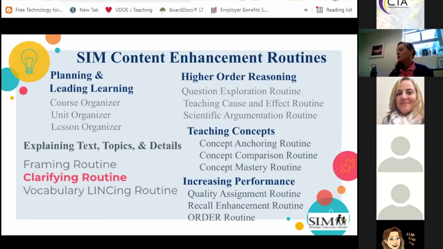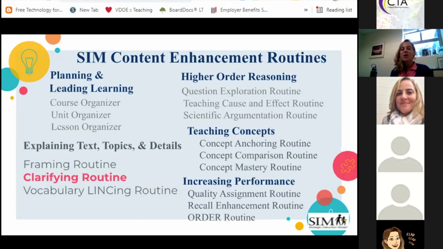What we're going to focus on today is the clarifying routine, and it comes under the explaining text, topics, and details. Yesterday was science. I actually did the framing routine, and maybe the year before last, we did vocabulary linking with this same group. So we've been doing explaining text, topics, and details for several years with our co-teaching academies.